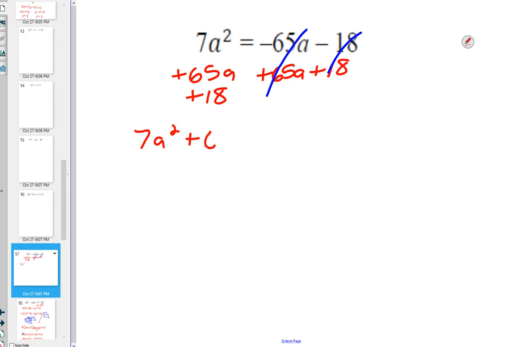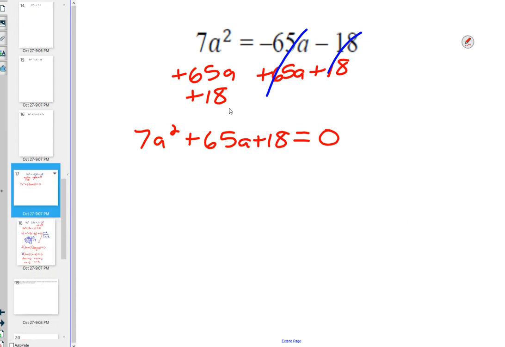7a squared plus 65a plus 18. Do these 3 terms have a greatest common factor? Could that possibly be a perfect square trinomial? No, even though the first and last are positive, they're not perfect.